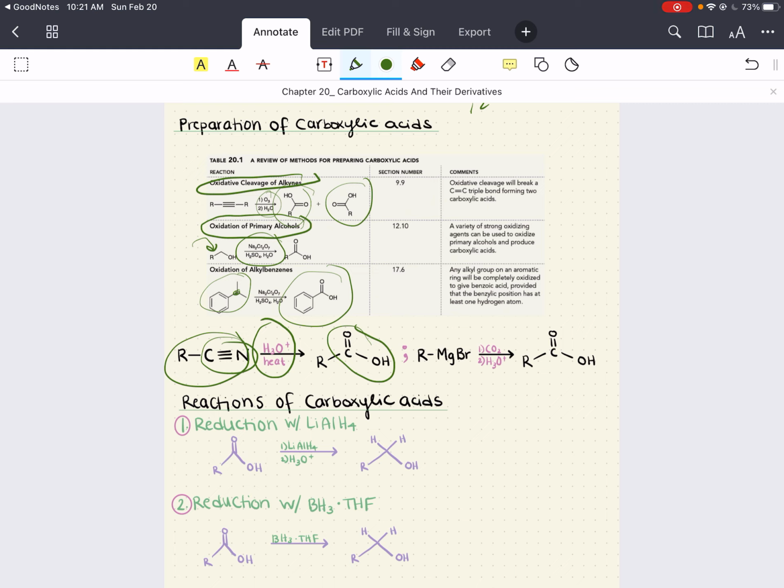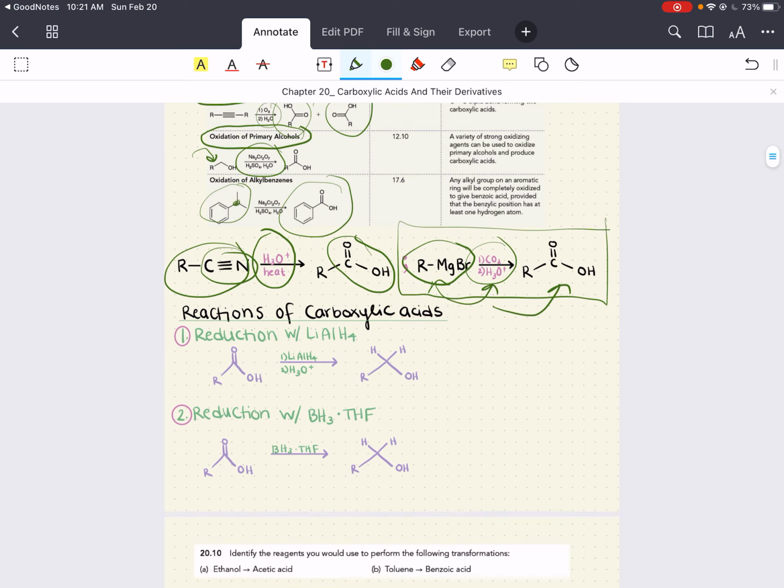Something else you can do is carboxylation of Grignard reagents. This will also produce carboxylic acid. So carboxylic acids can be prepared by treating a Grignard reagent with carbon dioxide, and this in combination will give us a carboxylic acid. All right, and this one's very important. This is going to reappear in a lot of the synthesis problems we may do in chapter 20.